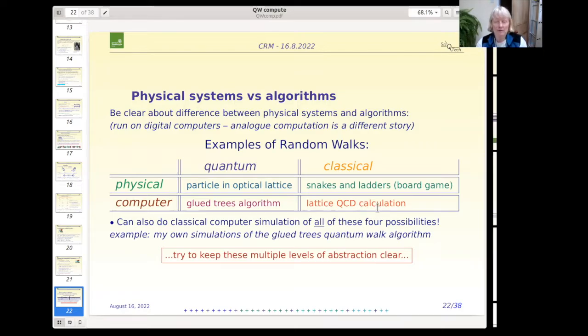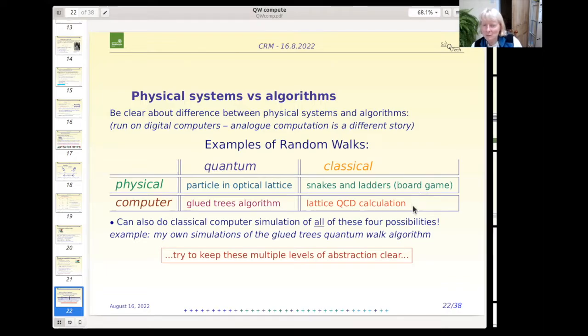Now that all sounds really basic and straightforward until you realize that you can also do a classical computer simulation of all four of those possibilities. So for example, I did simulations of this, which I just showed you, the output from the graphs. And particles in an optical lattice, that paper that proposed that was the one that did the coin-only decoherence and produced the not top hat graph. I just told you to go and look up snakes and ladders and play it online. Well, that's a classical simulation of it, right?